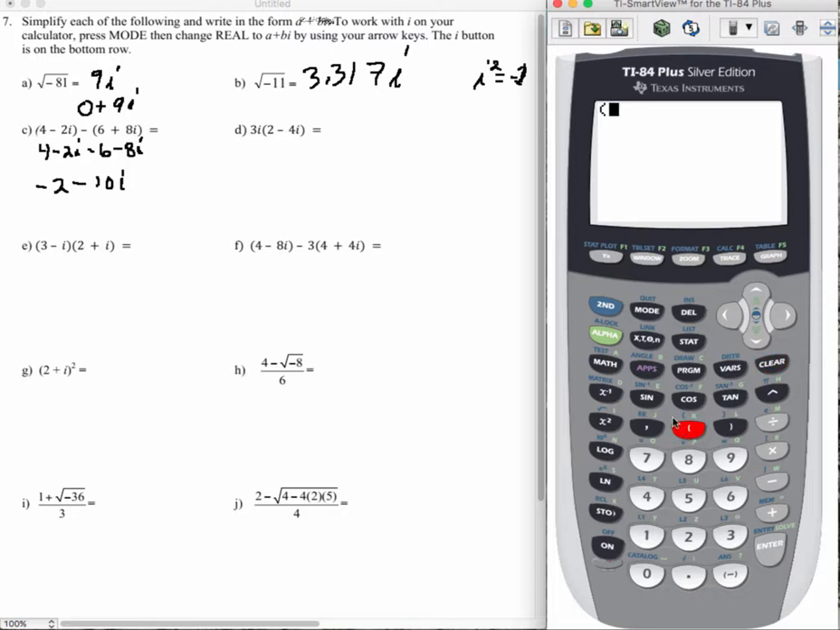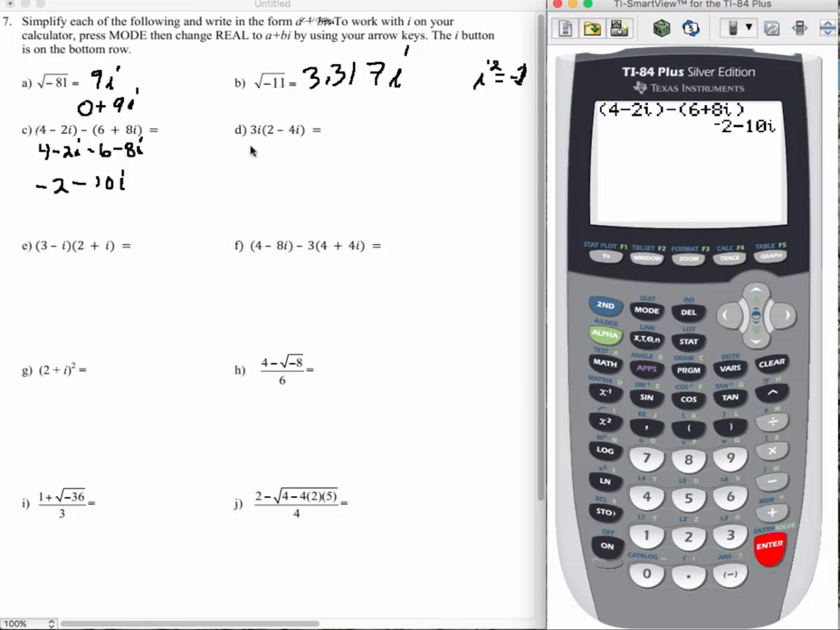So let's try that in the calculator to make sure I'm not lying to you. We'll go parentheses 4 subtract 2i. i is a second function right above your period, and that's where you go to get that. Then subtract from that, parentheses 6 plus 8i. And lo and behold, we get back -2 minus 10i.